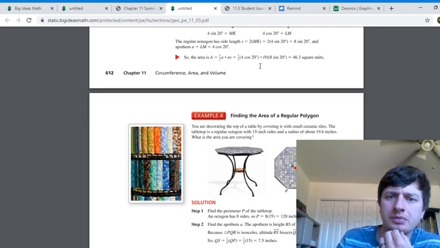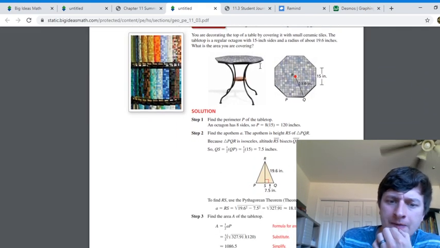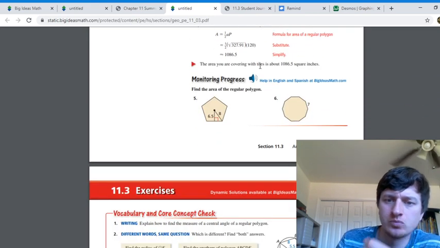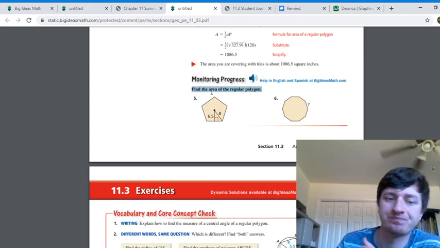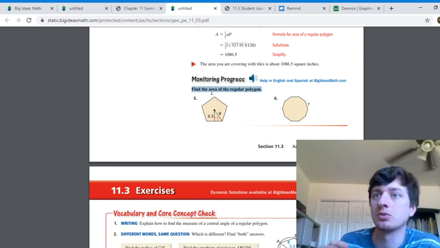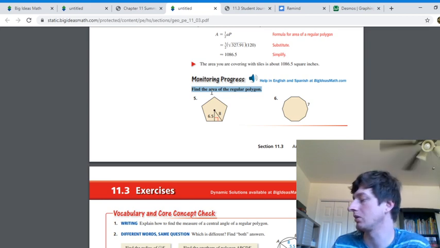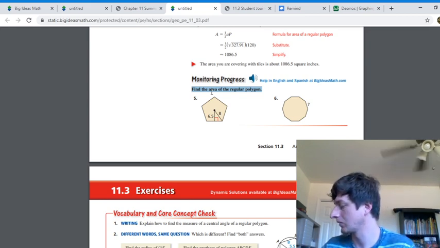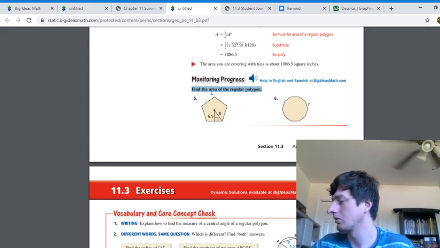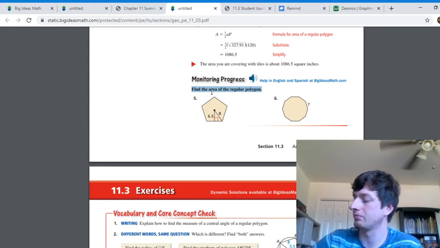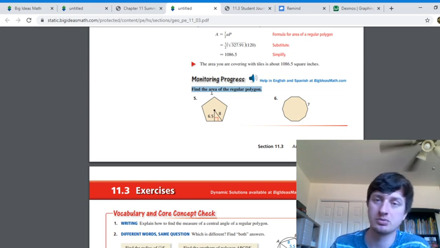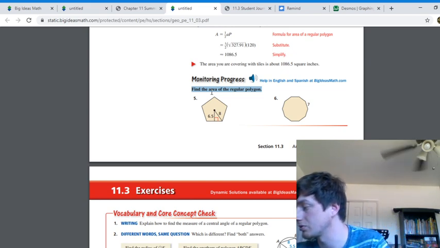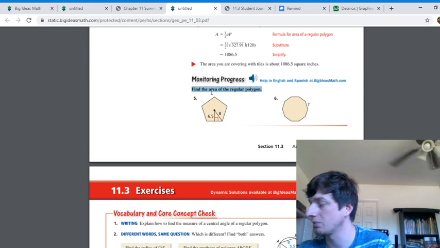So we could do something like number 5 here on the monitoring progress. We're going to do this right here, and then I'll take some questions and just practice on it. Often I'm not going to draw the whole shape because we don't need to draw the whole shape, we just need the triangle. Then we need to know how many triangles there are. Sometimes to find out how many, it's helpful to draw the whole shape. So here's our pentagon.